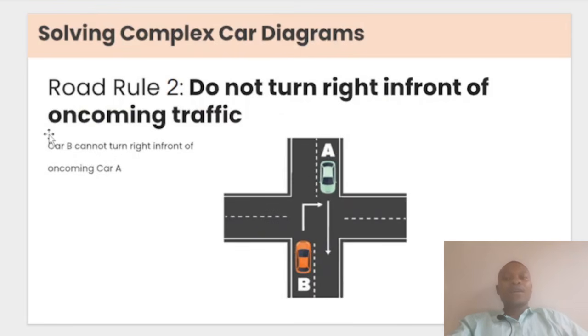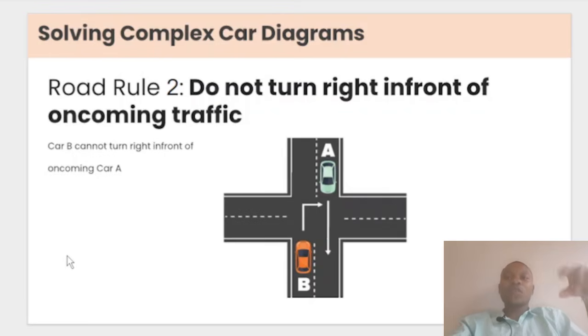Looking at another road rule, this is road rule 2, which says do not turn right in front of oncoming traffic. Now I'm going to tell you what oncoming traffic is, because some people do get confused on this road rule. That's why I made these lectures, because I was always explaining the same thing to each and every student that I come across. Most people don't know the difference between crossing traffic and oncoming traffic, and we'll look at it more on the next slide.